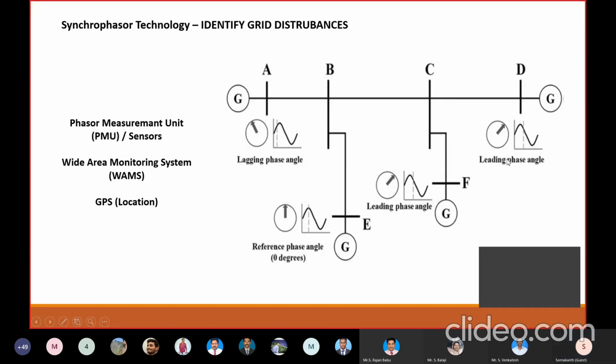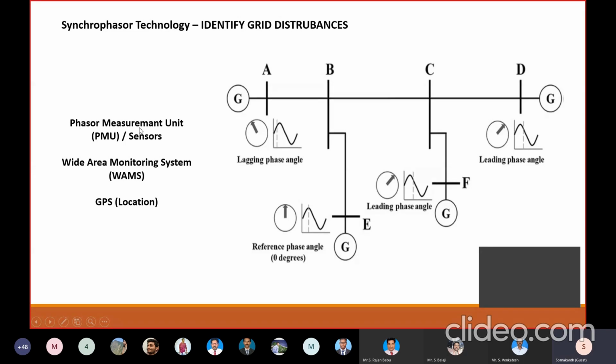Here it is too much lagging. Here it is too much leading. So any of these can go faulty, or maybe it will fully go out of the grid. This is the synchrophasor technology. With a reference phase angle, which has a better power factor, you can predict the disturbances within the grid.